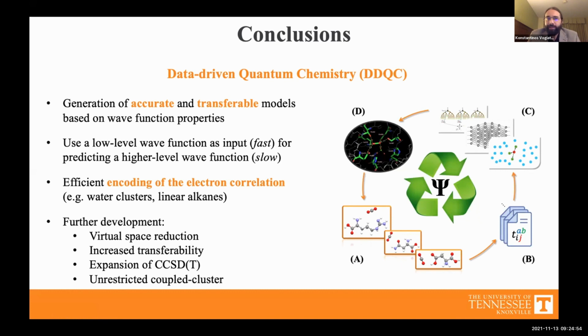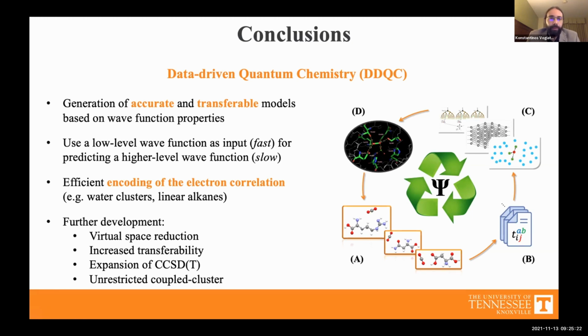We don't call this scheme a delta ML scheme because we don't use actual energy, but we are using information from the wave function. So that's why we try to differentiate from the delta ML. We are able to encode reliably properties of the electron promotions, electron correlation, and we saw that with water clusters and linear alkanes. And currently we have a long list of topics that we would like to explore in the years to come.